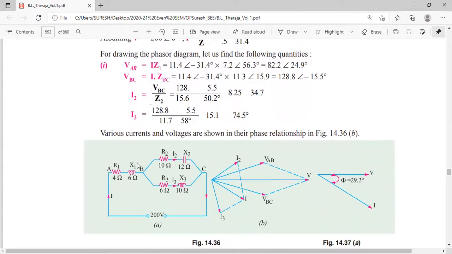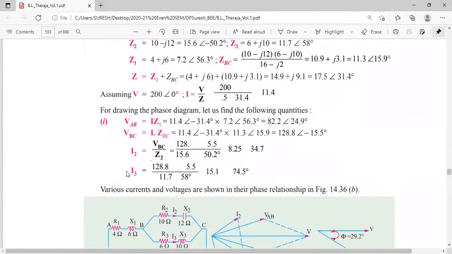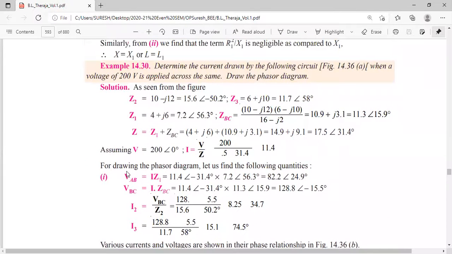See here, two impedances are in parallel and before this one impedance is there, Z3. Then what will happen? Then how will the current divide? You have asked the question. We'll do this problem in the next class. That is example 14.30. We'll do example 14.30 in the next class.